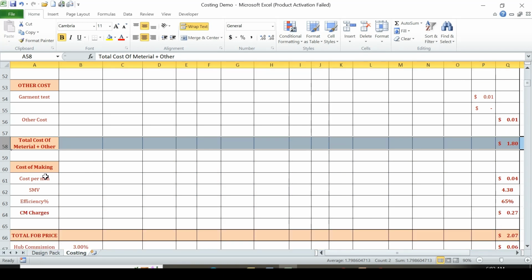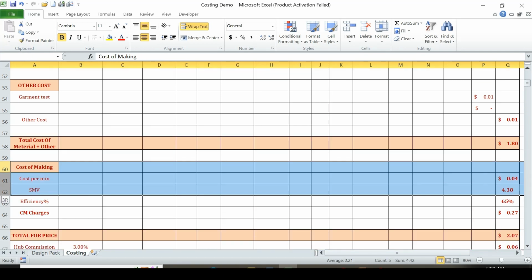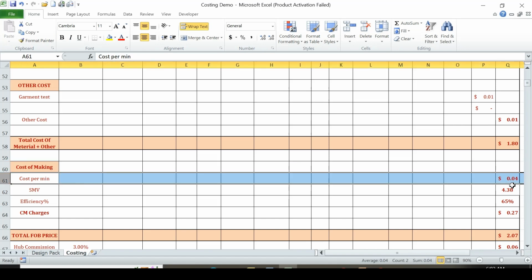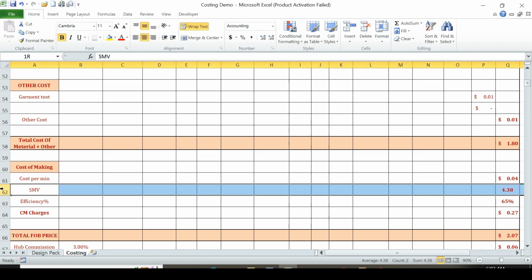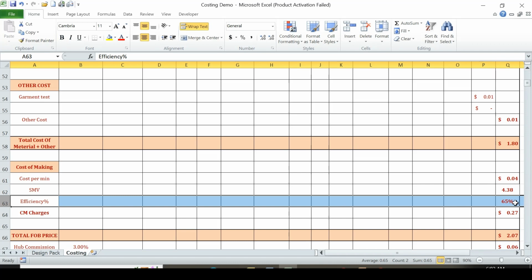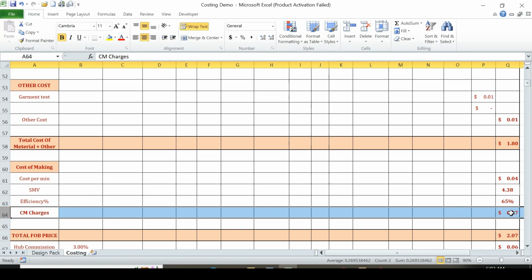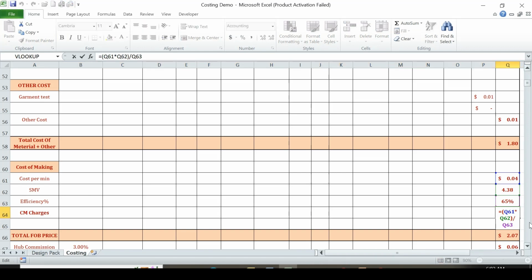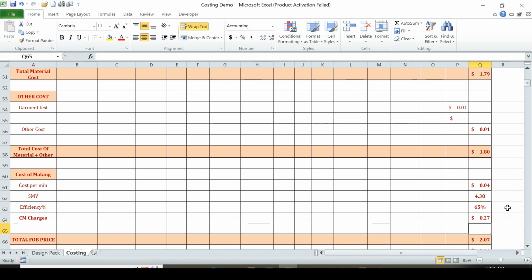Now another major part, this one. Okay, so I need the cost per minute. I have shown in the formula, that is 4 cent. I have considered SMV. What is the product SMV? Efficiency percentage can be taken from your planning department. Then, with the formula, I have received this CM charge or CM.